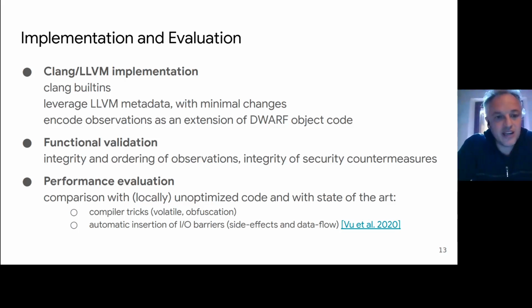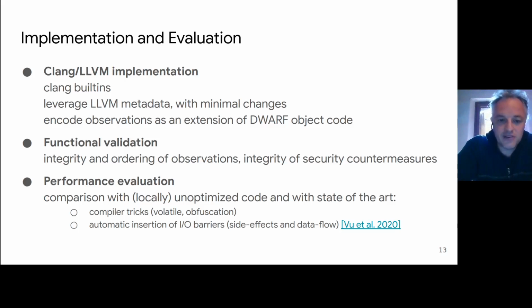We implemented two kinds of validation procedures. A functional validation one that essentially checks the presence of observations, so their integrity and ordering, and the integrity of the security countermeasures as protected through these observations. I won't go into detail here, but this is essentially checking that everything is there and properly ordered. And also performance evaluation, because in the end, all this mechanism makes sense only if performance is better than unoptimized code or also some of the state of the art.